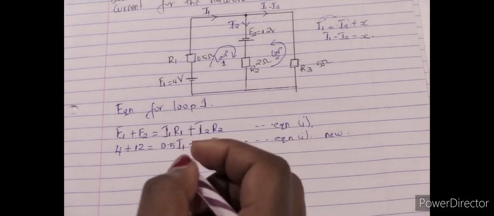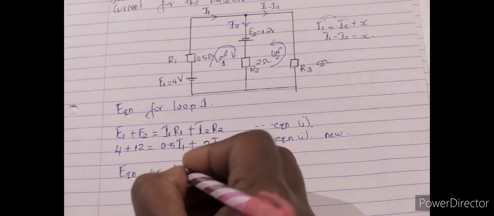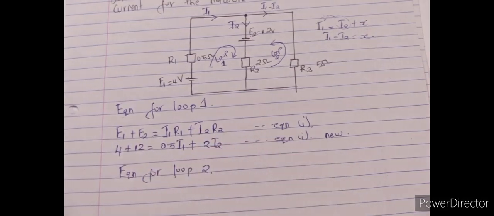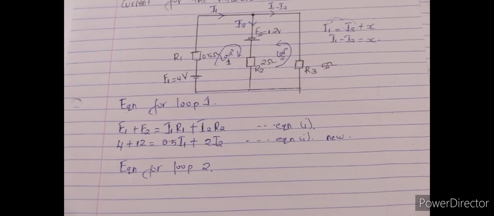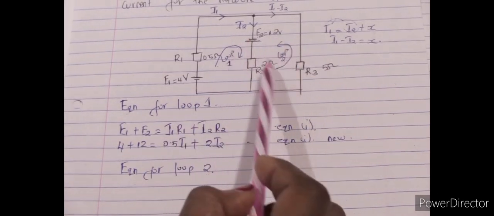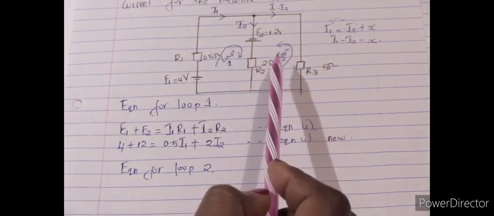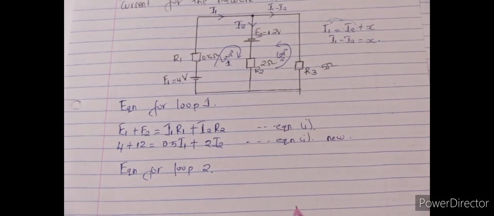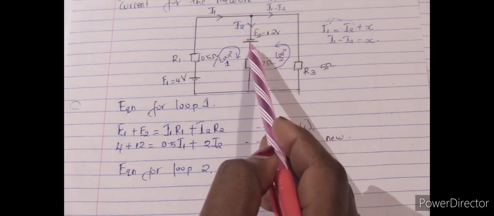Now let us form the equation for loop 2. In the equation for loop 2, we are going to look at loop 2. Loop 2's direction is anti-clockwise. And we only have one source.